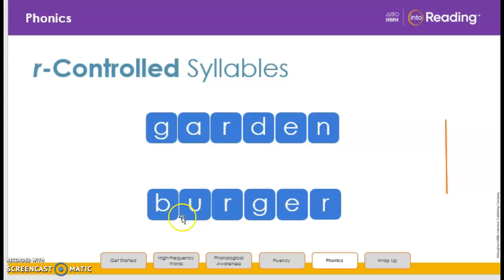Now let's look at the next word. What is our next word? Burger. Where would I separate this word if I divided it between the 2 syllables? Burger. If you said between the 2 consonants R and G, you are correct.